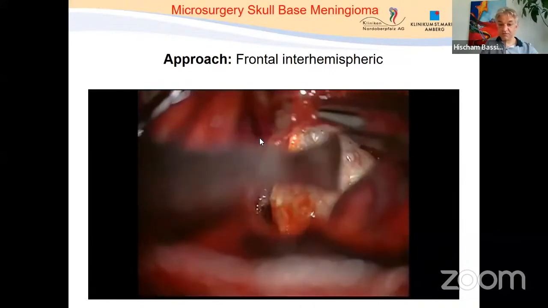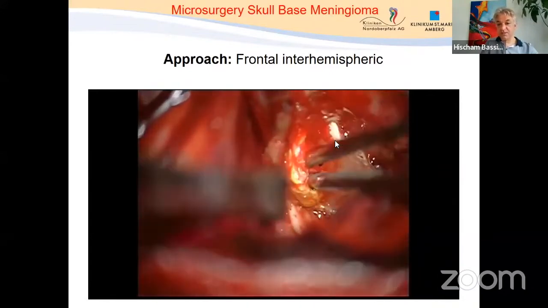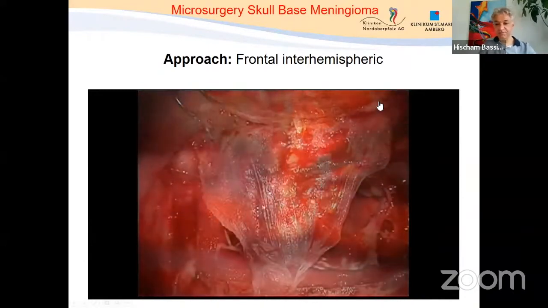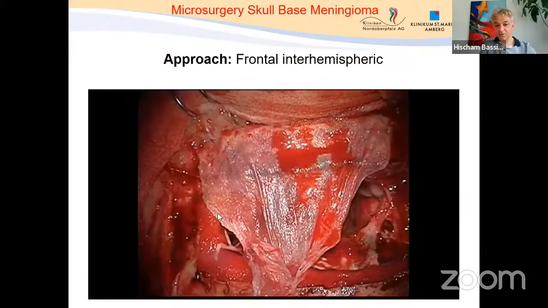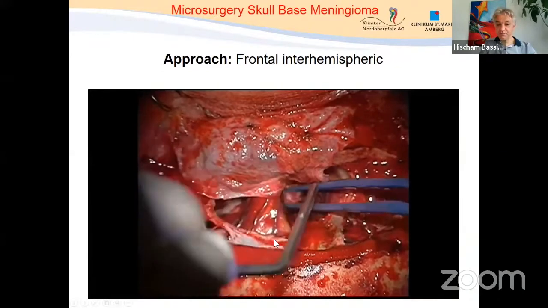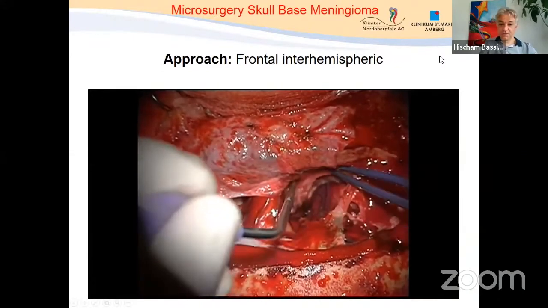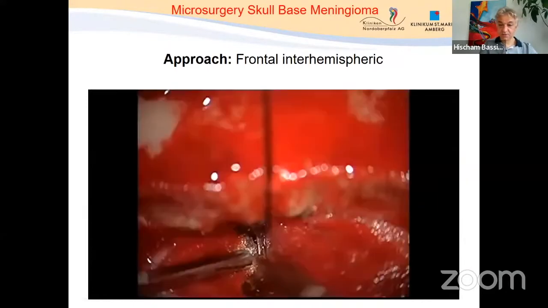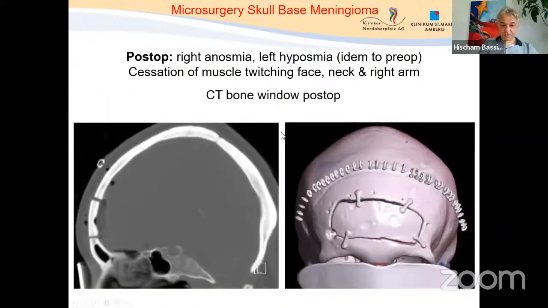So this is the view. This is then sealing of the frontal base in order to prevent a CSF leak. Also, I got a nice periosteal flap to seal the frontal base. So this is the approach. It is above the frontal sinus, not disturbing its integrity, a bifrontal approach.